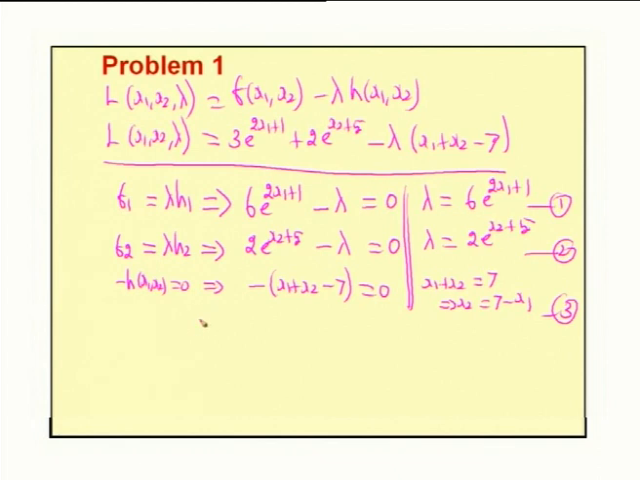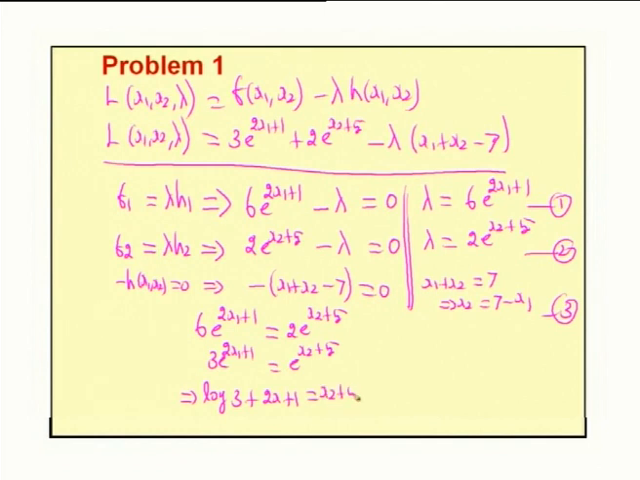Now, from equation 1 and 2, the left hand side of both is lambda. Therefore, from equation 1 and 2, we have 6 e power 2 x1 plus 1 equal to 2 e power x2 plus 5. Now, we cancel this 2 and this 6, we have 3 e power 2 x1 plus 1 equal to e power x2 plus 5. Now, by taking logarithm on both sides of this equation, we get log 3 plus 2 x1 plus 1 equal to x2 plus 5.